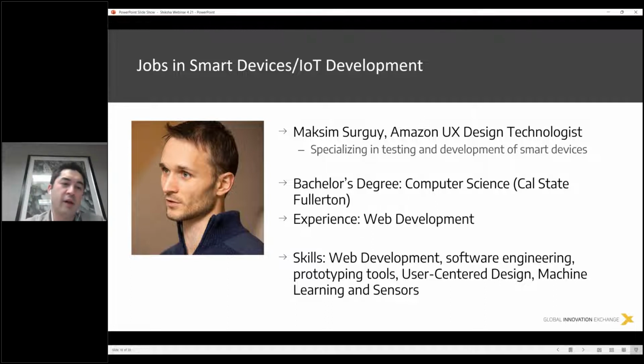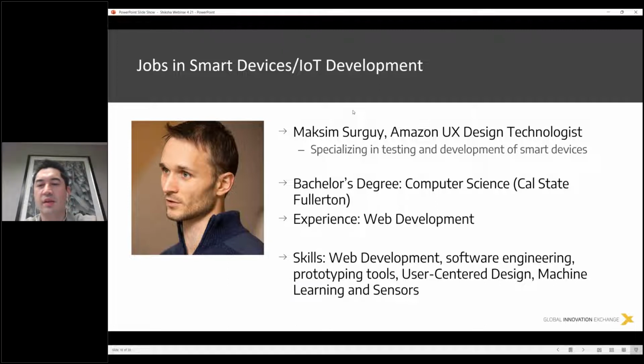So I think you can see that a lot of these roles definitely have more of a blend of software and hardware side, and I think that's a more unique skill set that's required within the smart device and IoT device industry as it grows, especially as a career.